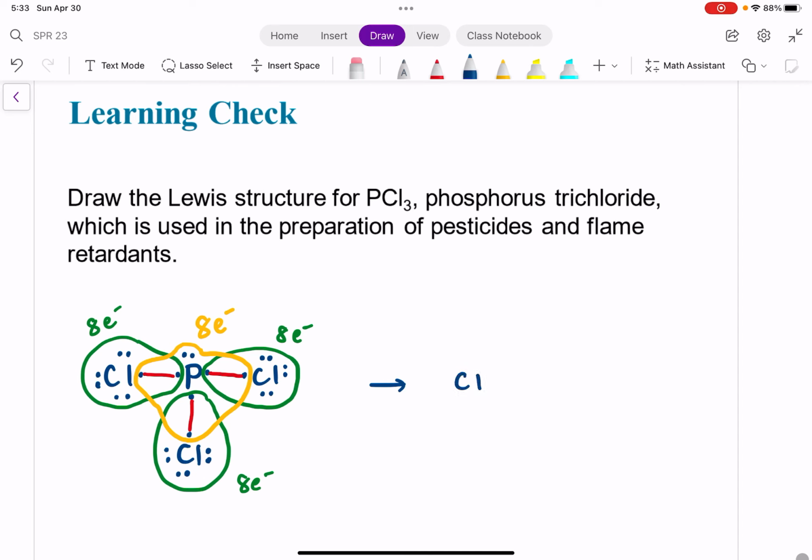So I got Cl, Cl, P, and Cl. Remember, I'm going to show those bonding electrons with a line. So let's just do that. 2, 4, 6. And then I still have that lone pair. Don't forget about them. What else is missing? We need to draw the rest of these lone pairs on our chlorines. Don't forget about those. They're very important. If you don't draw them, we don't know that they're there.